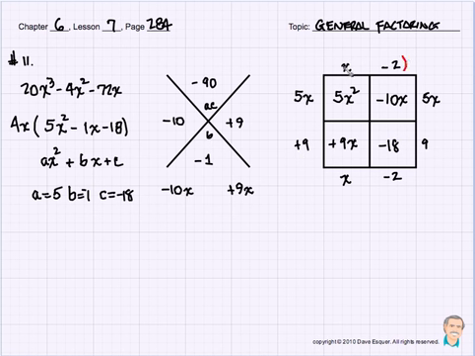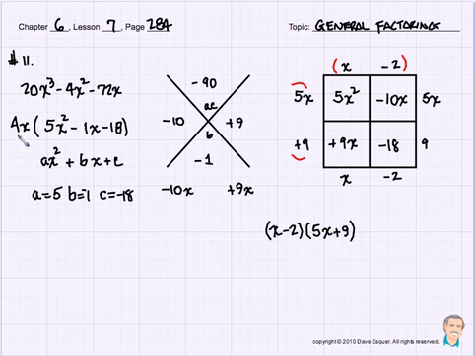So we have our factors, x minus 2 and 5x plus 9. So let's write those down. So we have as our answer x minus 2, 5x plus 9.